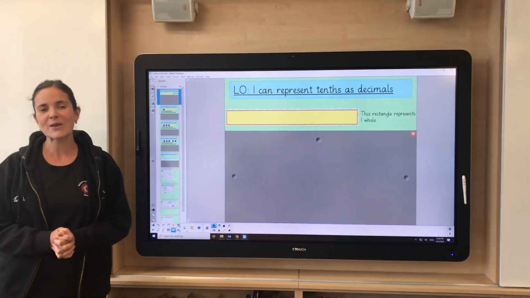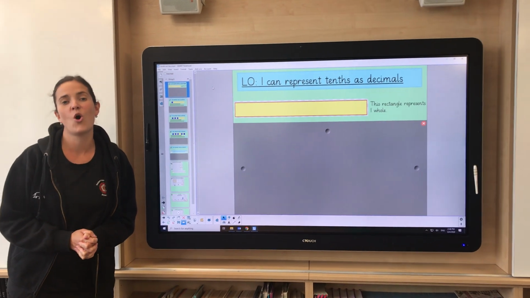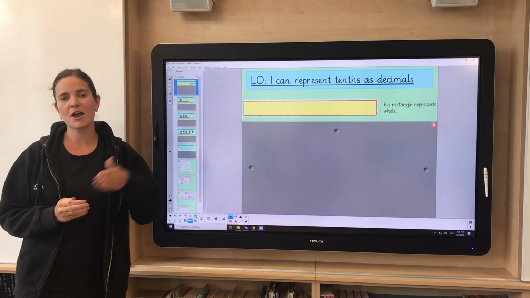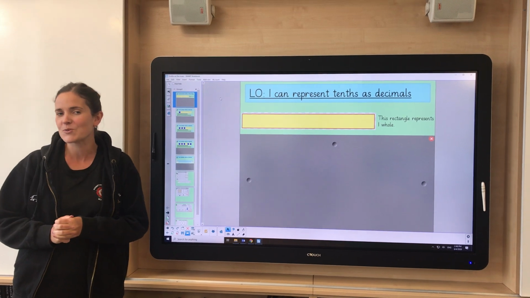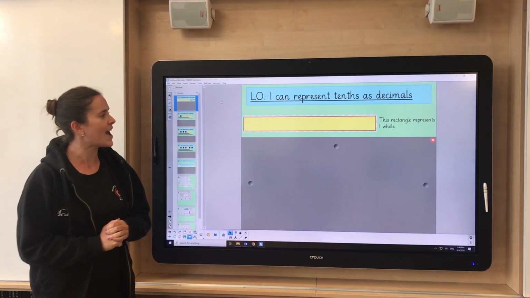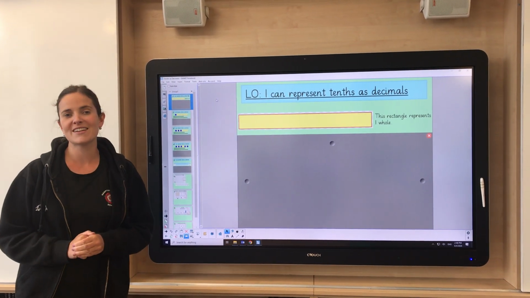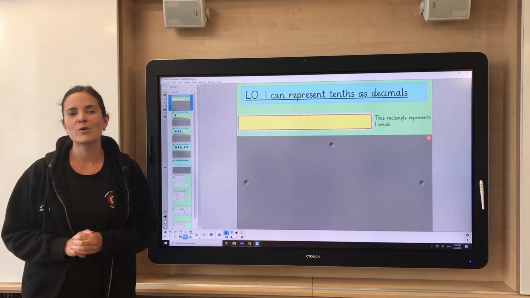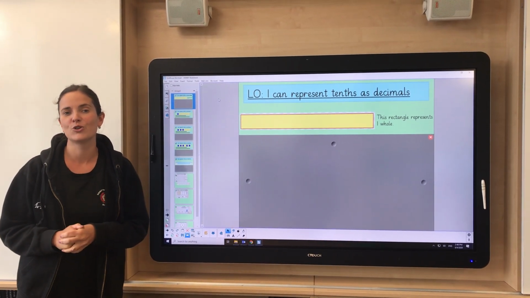Now then, last week you did lots of work on tenths and we're going to carry on that for the first part of this week, and we're also going to be looking at how you represent a tenth as a decimal, which hopefully is going to be new learning for lots of you.